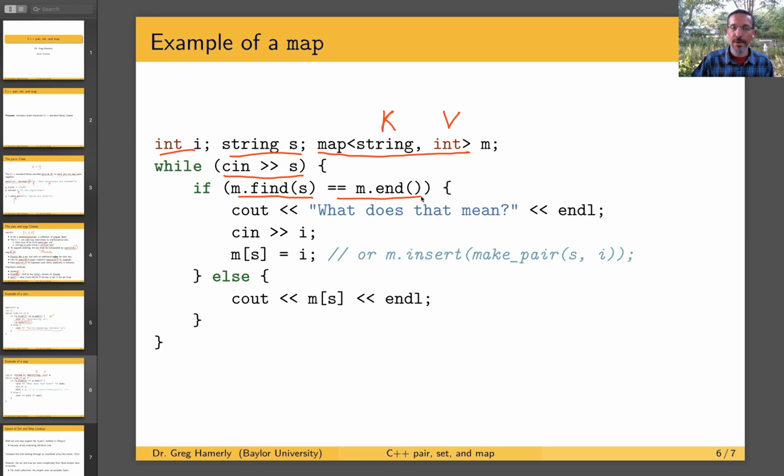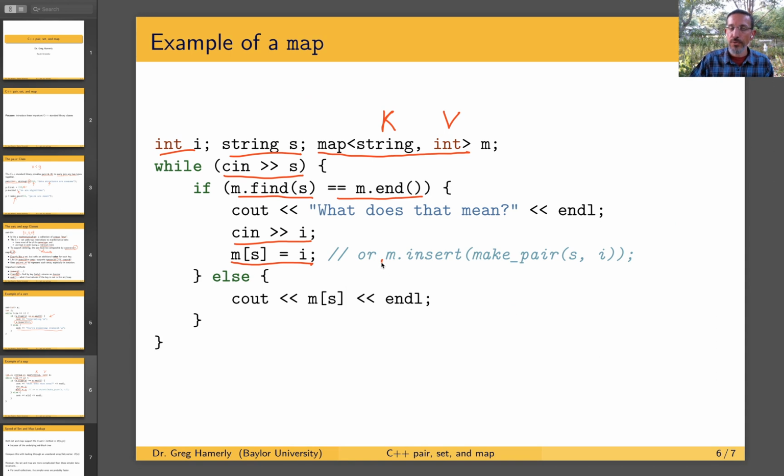And if it's not found, then the program asks, what does that string that you just typed in mean? At that point, it will read an integer, and then it will enter that pair into the map. Now, notice there's no pair written here. This is the associative array syntax that I was mentioning before. We say m sub s, remember the string is the key, equals I. So we're actually creating the entry here and then assigning the value I.